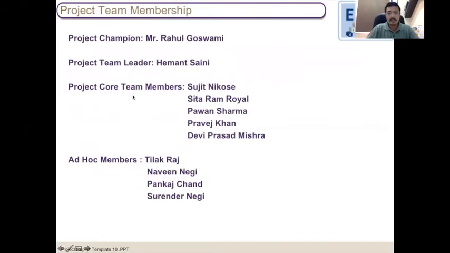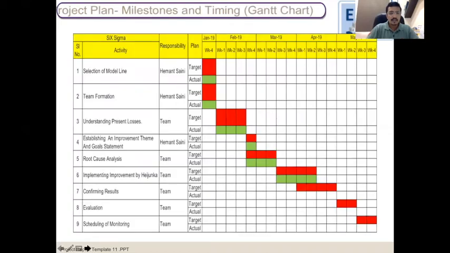Then these are the members: who is the champion, team leader, core team members, and ad hoc members. I'm skipping this. And this is again a very important part. They have designed the project plan. It is very important when you are actually working on a project. If you don't know where you want to reach and in how much time you would like to reach, you will not be able to pick the right kind of tool. So for that, you have to divide the entire project into various activities.